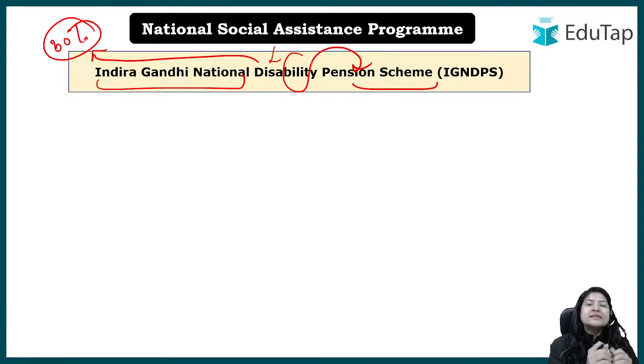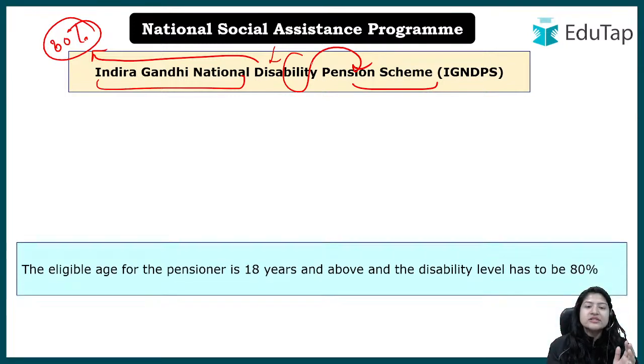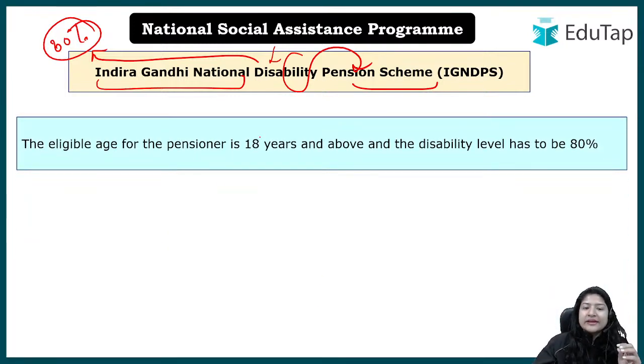Now if somebody is disabled from the very age, in that case they would not be able to work even if they are 18 years, 19 years, 20 years, right? So for them, from the start only, this particular pension is being provided. यहाँ पे कितना eligible age है, 18 years.